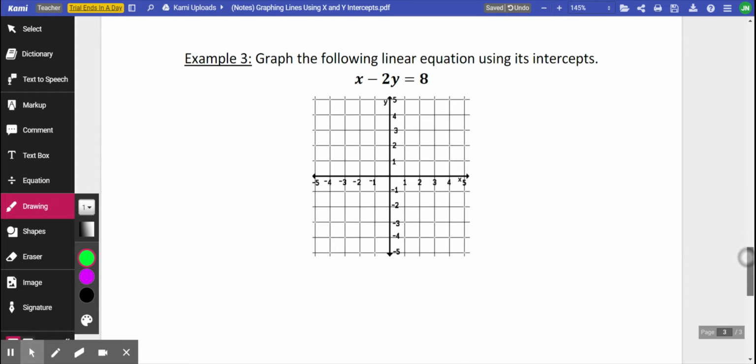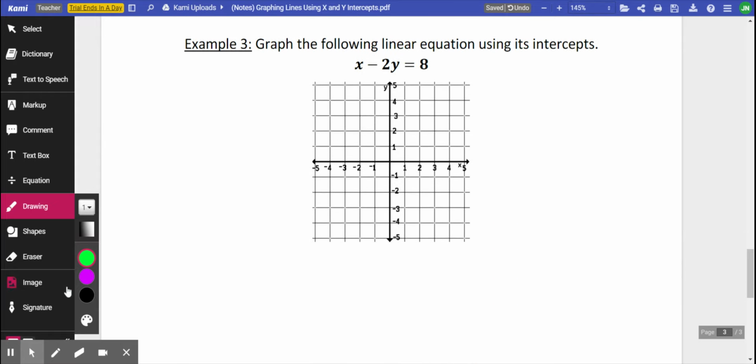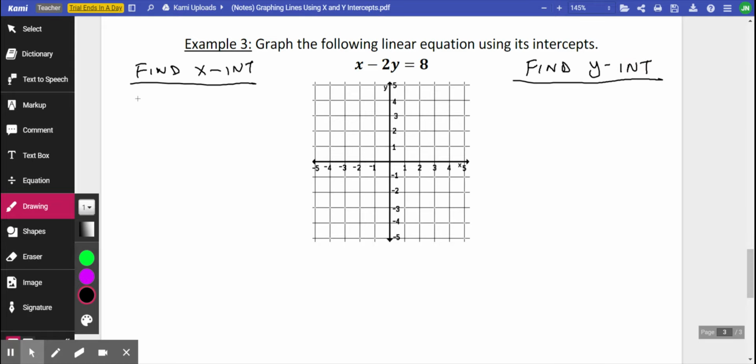Example number 3, same idea. So there's this one and then one more, and then we'll call it a day for the lesson. So let's do the same thing. So let's find the x-intercept on this side, and let's find the y-intercept on that side. So to find the x-intercept, you have to set the y equal to 0, opposite, right? To find the y-intercept, you have to set x equal to 0, opposite.